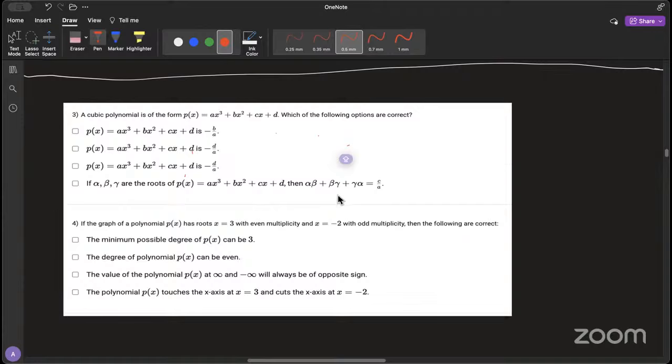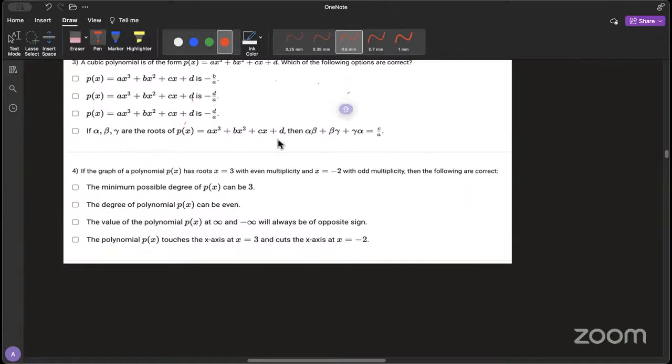And this is the sum of roots taken two at a time. For quadratics it's minus b by a and c by a. For this one, it's minus b by a, c by a, and minus d by a. So it goes like this. This is for the sum of roots, this is for the sum of roots taken two at a time, and this is for the product of roots. It's fine. That means this option should be correct then.